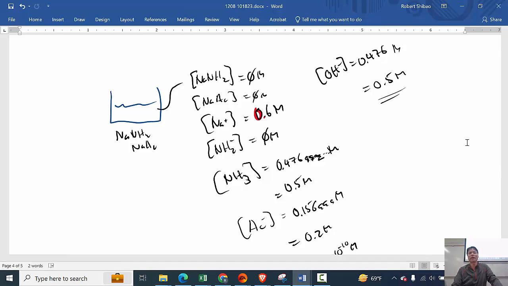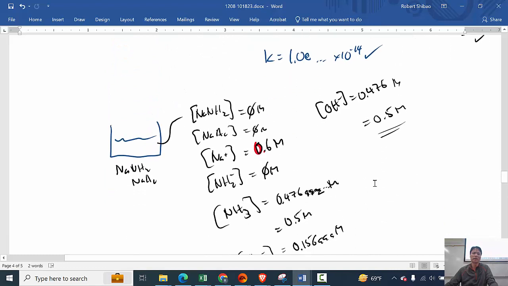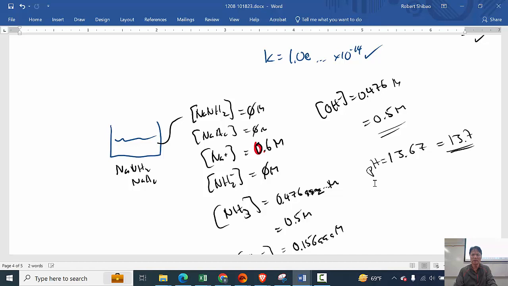Now we can either do the pH or the pOH. Maybe I'll do the pOH, 0.476. I'm carrying extra digits, log plus 14, 13.67. This is going to equal 13.7, so it's quite basic. All right, any questions on this?